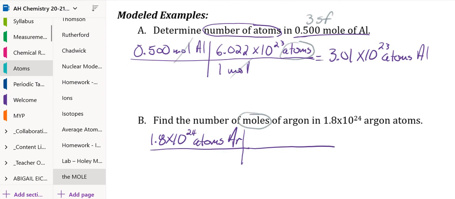So we're going to find moles. What allows us to convert between number of particles and moles? Avogadro's number. Good. So what are we going to do? 1 mole on the bottom, and then 6.022 times 10 to the 23rd atoms on the bottom. So atoms cancel out. And then 1 mole.